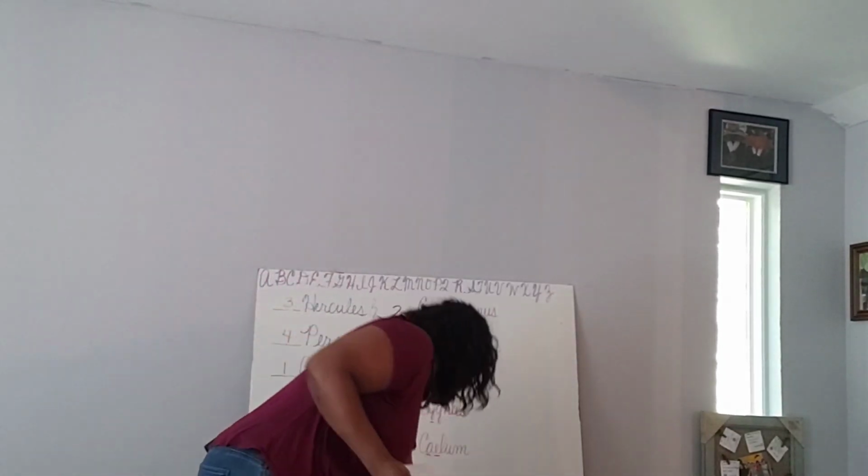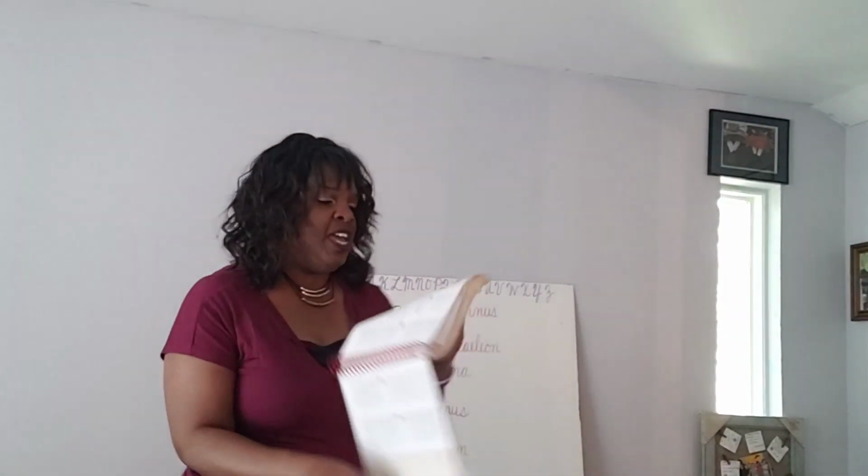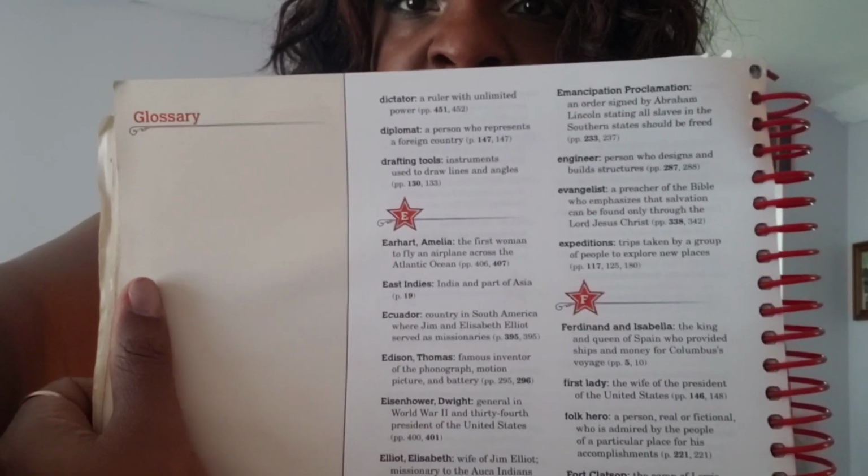We have a glossary section in the back of our history book. It tells us some names and things. If you look very carefully, look at the first name that's there under E. Yeah, Amelia Earhart, we just talked about. It talks about Ecuador, Thomas Edison, Dwight Eisenhower, Elizabeth Elliot, Jim Elliot. But it goes through Ferdinand and Isabella. Oh my goodness, remember those guys? So it gives you all of the different things that we've been talking about in history.